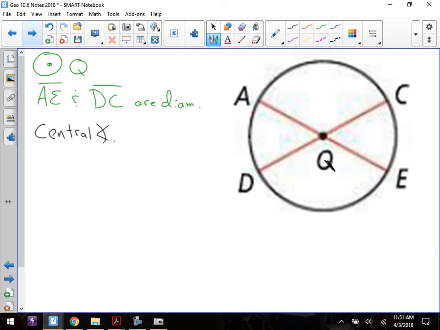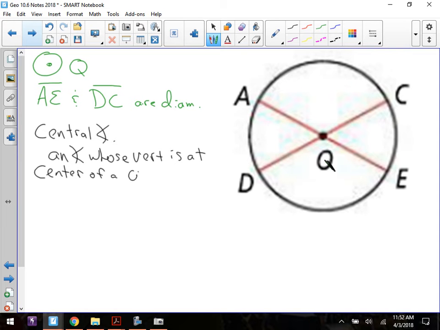First thing I want to define is something called a central angle. We use these all the time. We're going to use central angles a lot over the course of the next few days, especially with 10.6 and 10.7. So understanding what it means is kind of important. A central angle is just an angle whose vertex is at the center of a circle.